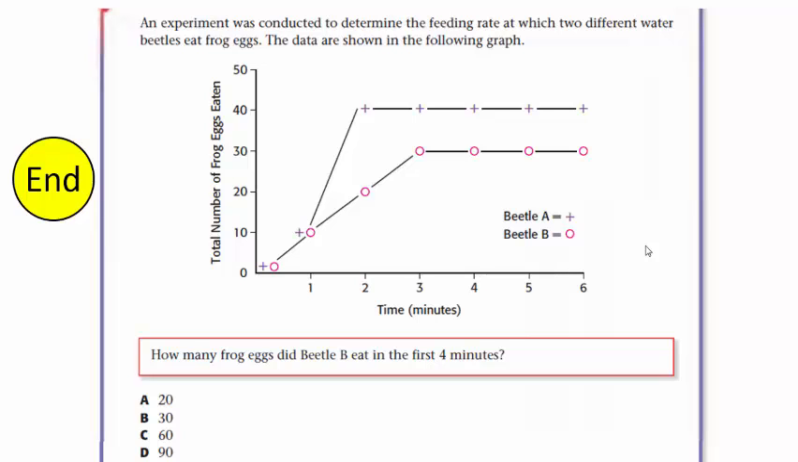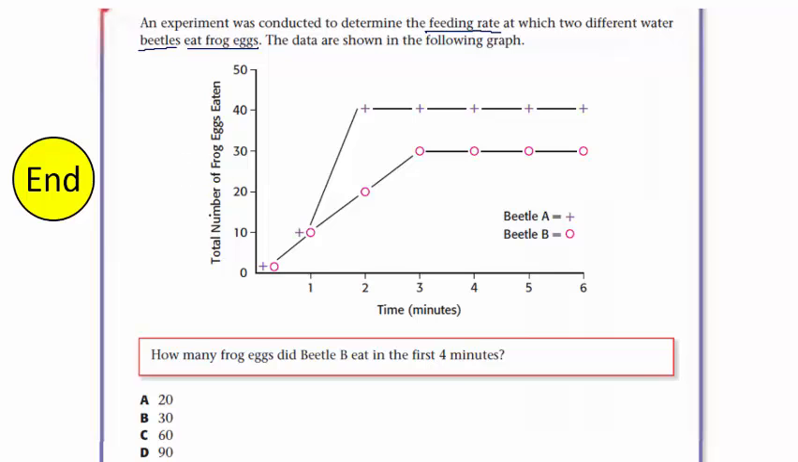All right, here we go. An experiment was conducted to determine the feeding rate. Let's see, feeding rate. What does that mean? How fast something eats? I think that's probably a fair guess. At which two different water beetles eat frog eggs. The data are shown in the following graphs. Let's see if we can interpret what this graph actually means.